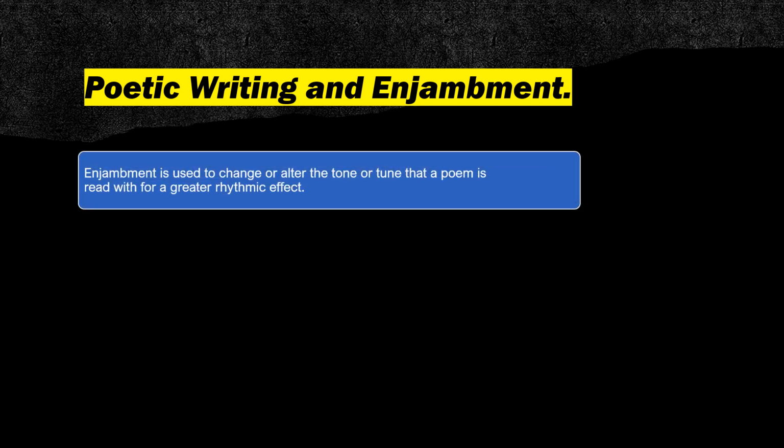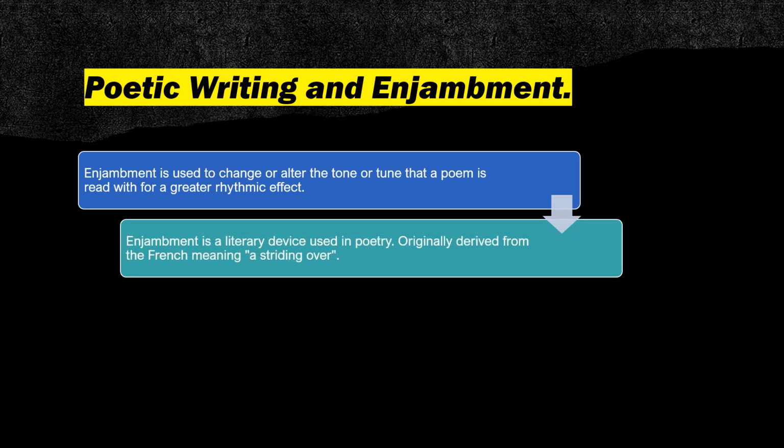In poetic writing, many or most of the same grammatical rules apply as they do in prose writing. However, many poets will use punctuation to change the tone and tune that a poem is read to with greater effect than in most prose writing. This is where we start getting into the poetic literary devices such as enjambment. So what then is enjambment?